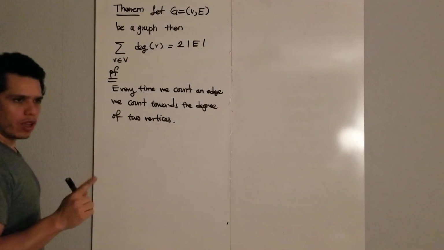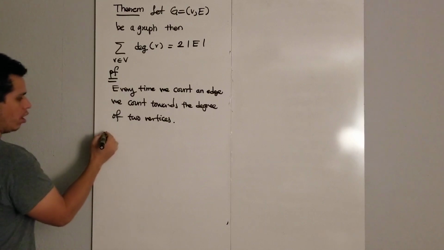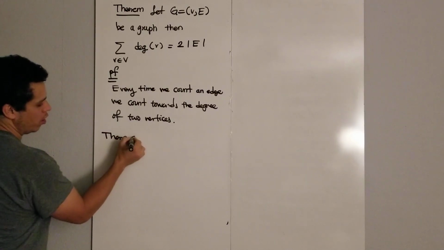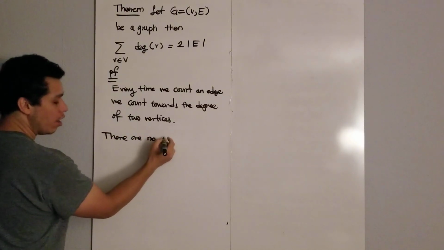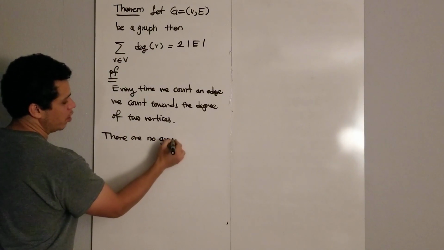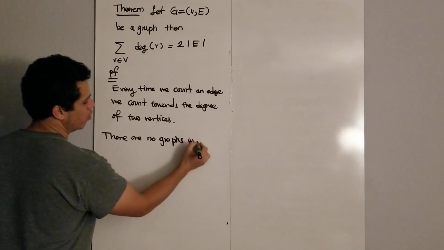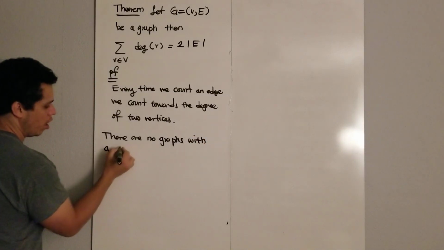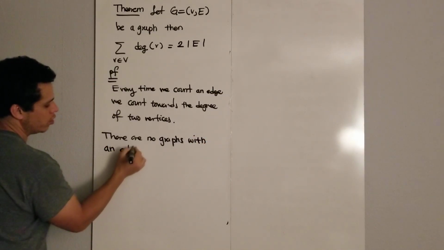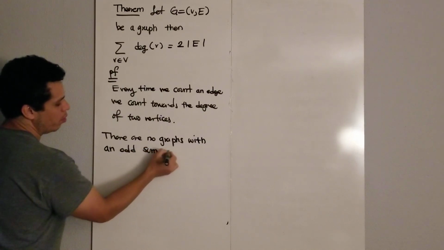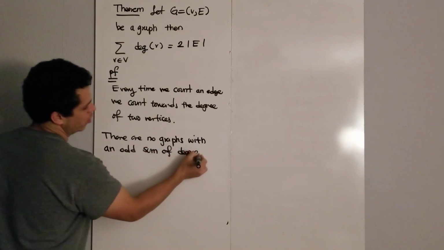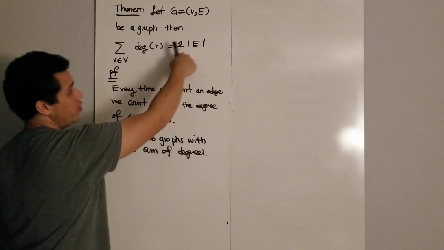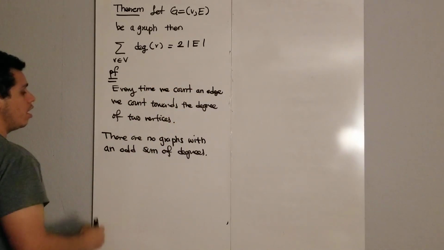Now, this imposes some conditions. For example, there are no graphs with an odd sum of degrees. Right? It's impossible. The sum must be even.